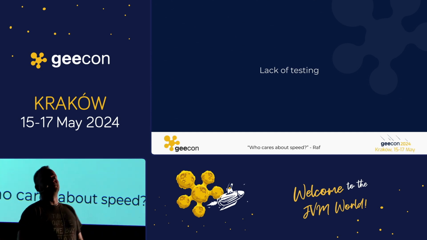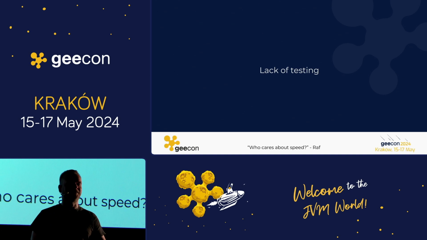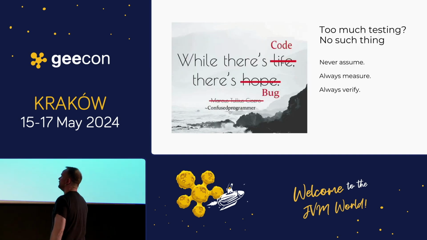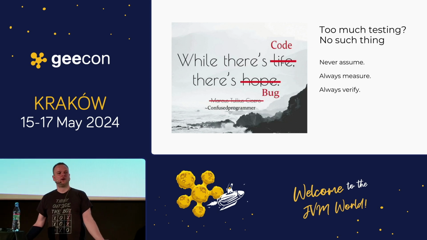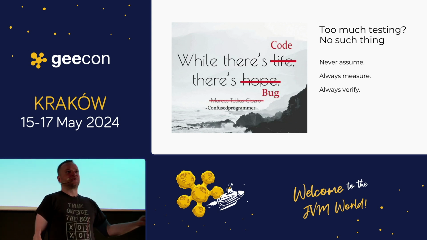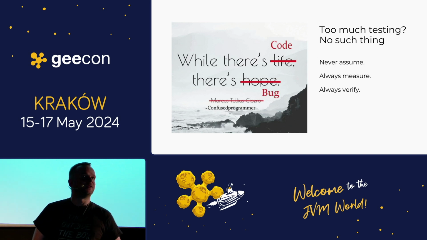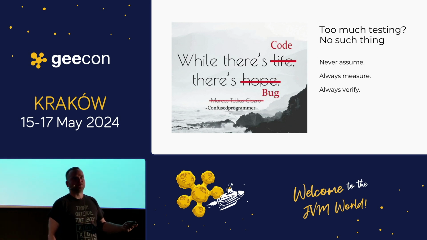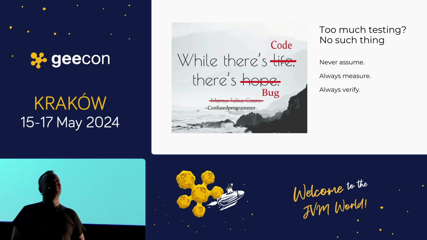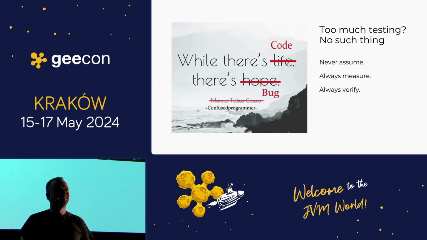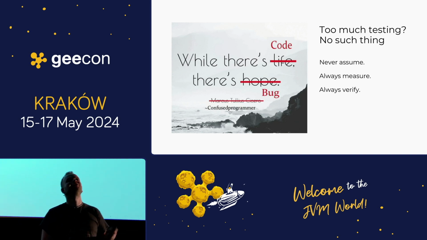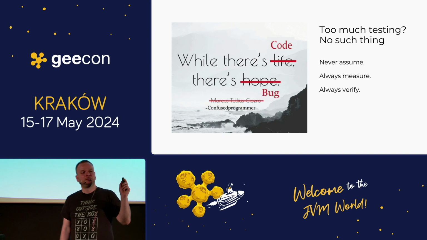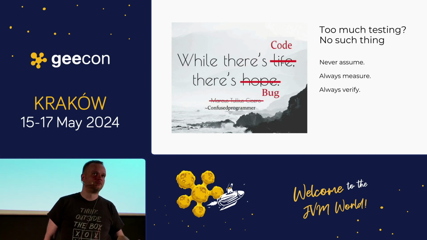Another massive contributor that slows us down is lack of testing. You have to spend more time to develop any feature because you're constantly debugging, trying to fix the code that you developed quickly, and you don't know whether it works or not until you ship it to production. And sometimes you have to fix it very quickly. Is your fix working? You don't know. You should never assume. You should always measure and always verify whatever piece of code you wrote.